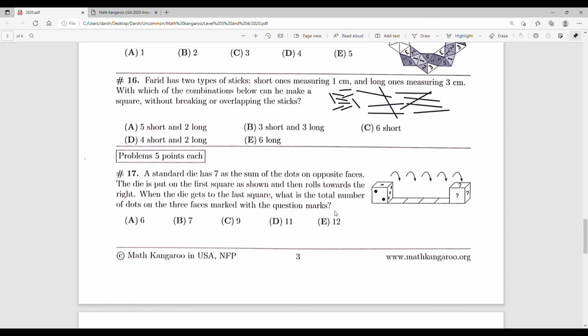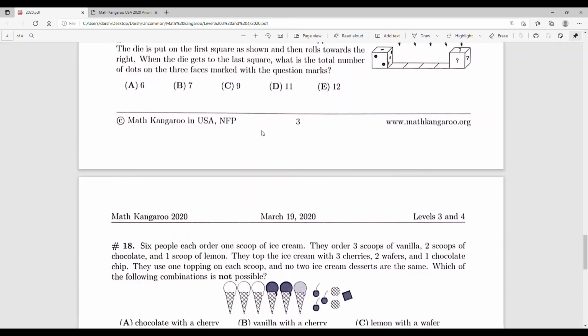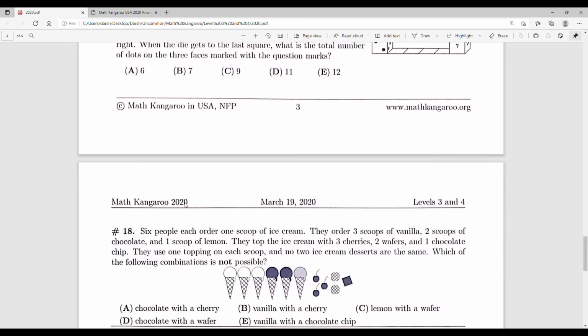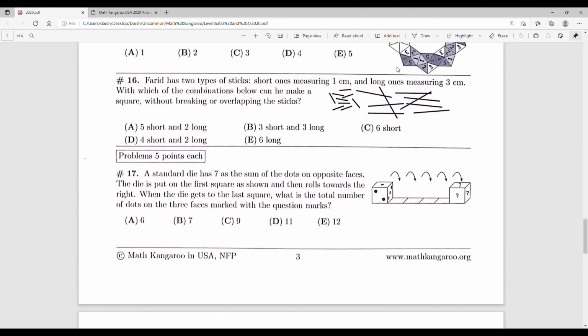Hey guys, and welcome back to another video. For this video, we will be finishing the Math Kangaroo 2020 test for levels 3 and 4 by doing the 5-point problems.